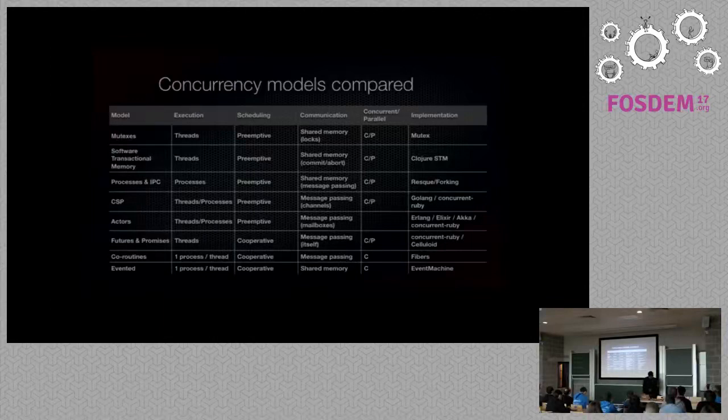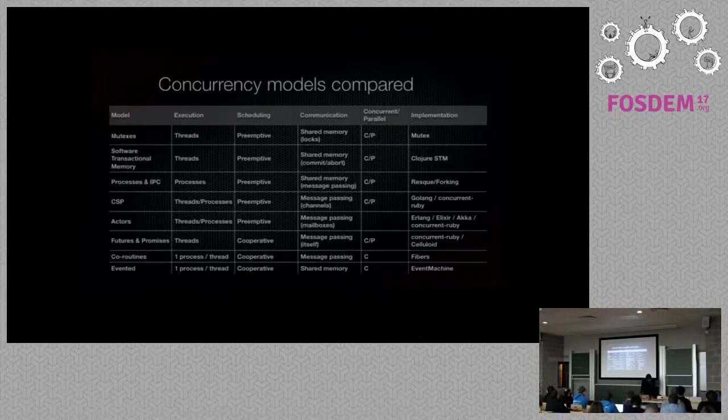Basically threads use mutexes, and follow preemptive scheduling. Then STM follows preemptive scheduling. CSP and actors also follow preemptive scheduling. Then we have futures and promises, which follow cooperative scheduling. Communication is shared memory in threads and mutexes. STM again is shared memory. Processes and IPC, it's shared memory. Then CSP is by message passing. Actors, it's also by message passing. Futures and promises, also by message passing.